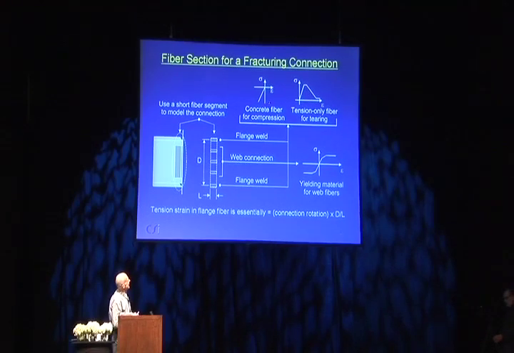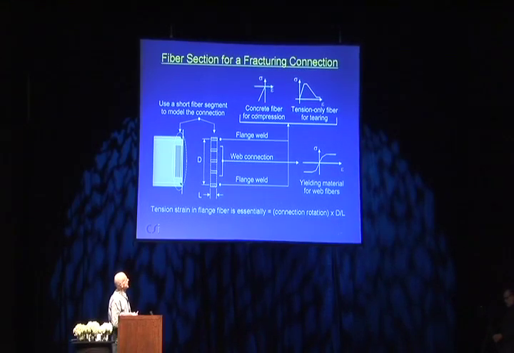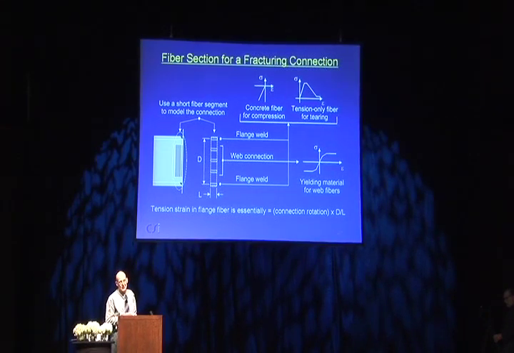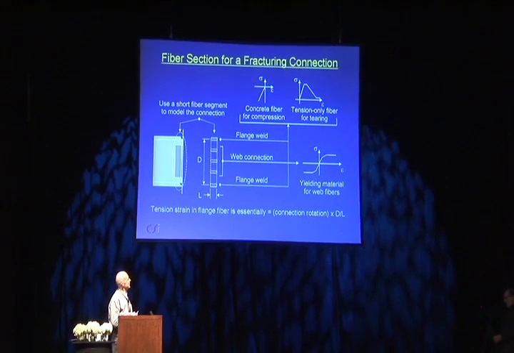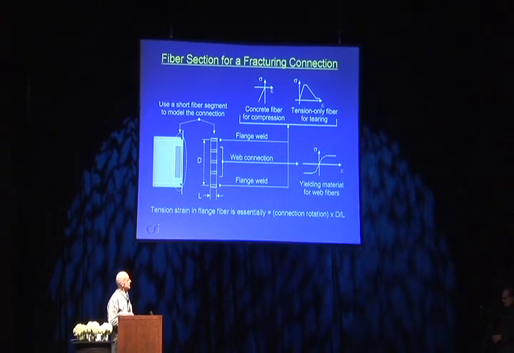For the flange, the way in which you can model it in Perform is with a concrete fiber to provide the compression, just because concrete material is a compression-only material. That models compression. Probably make it very strong in compression. For tension, you could use a tension-only fiber, which has a very small ductile range and basically fractures. And this would then enable you to model a fracturing weld at the flange. For the web connection, which is more ductile, a more ductile yielding material, you would do this using a fiber section.